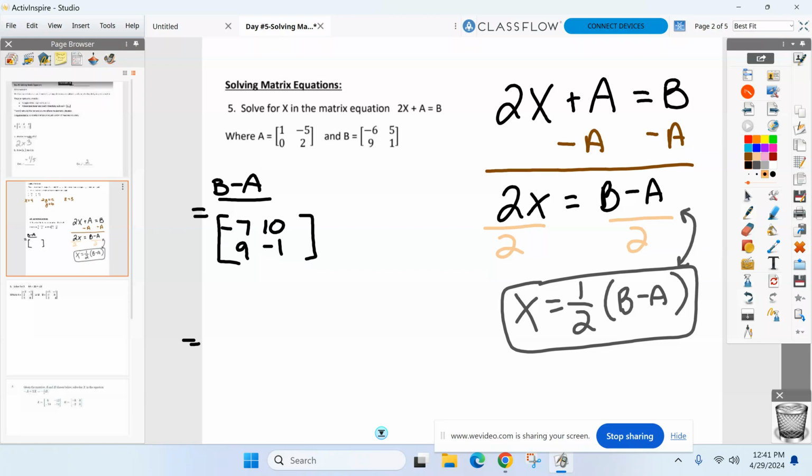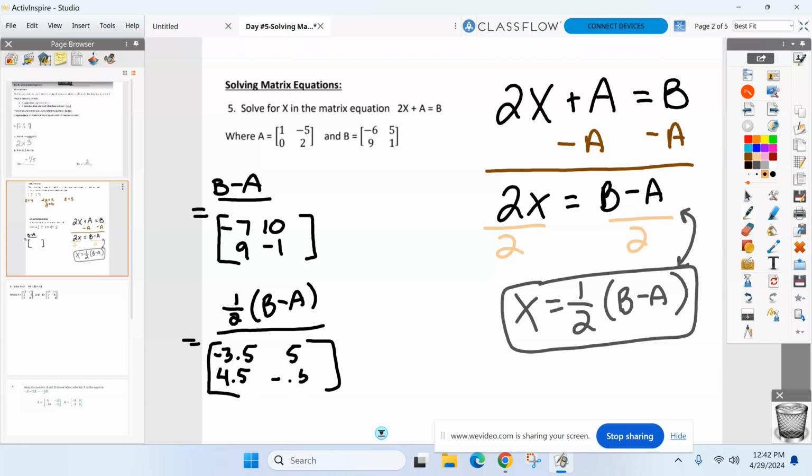Now I'm going to do either divide everything by 2 or multiply everything by a half. It's going to be the same. You're doing the same exact thing. And yes, this is the first time we're going to get a decimal. We got to deal with it. It's not all whole, pretty numbers. So we should get negative 3.5, 4.5 on the bottom, 5, negative 1/2. It'll happen. So there's my magic matrix X.